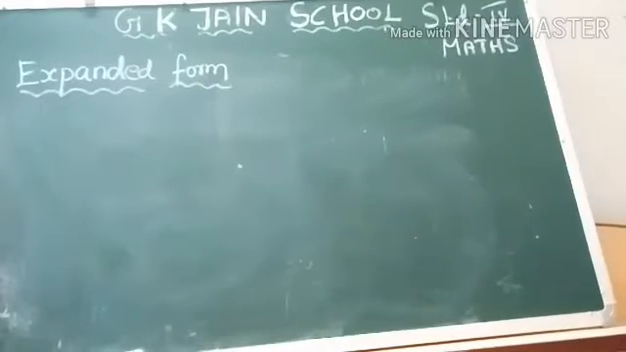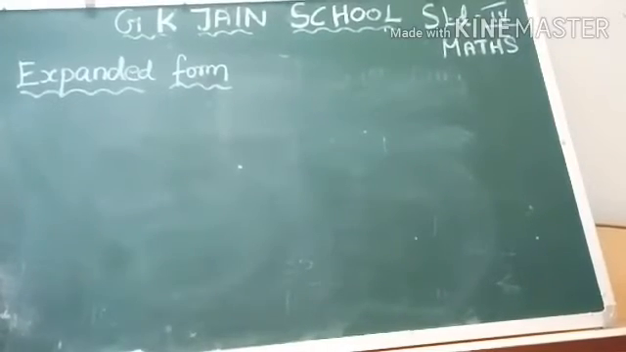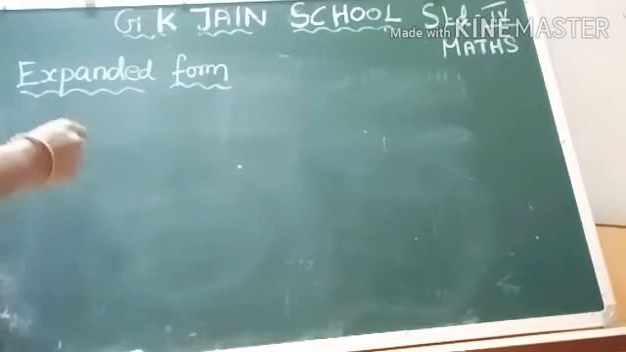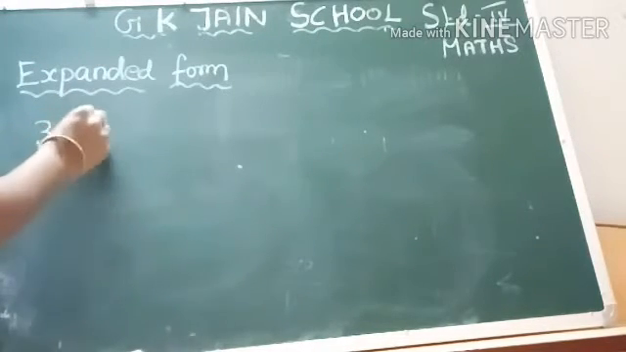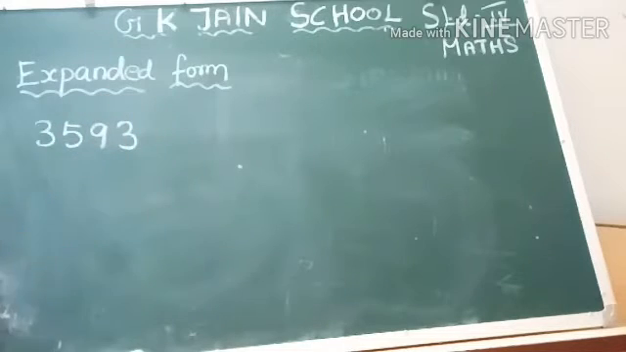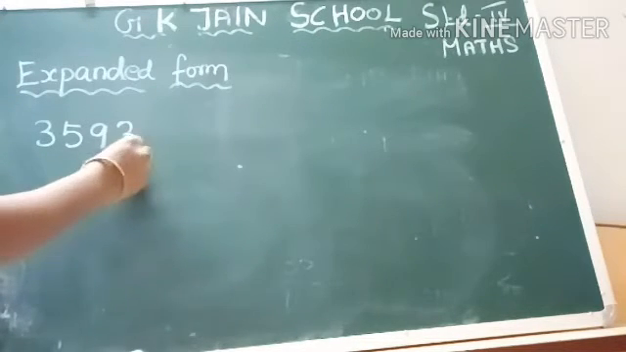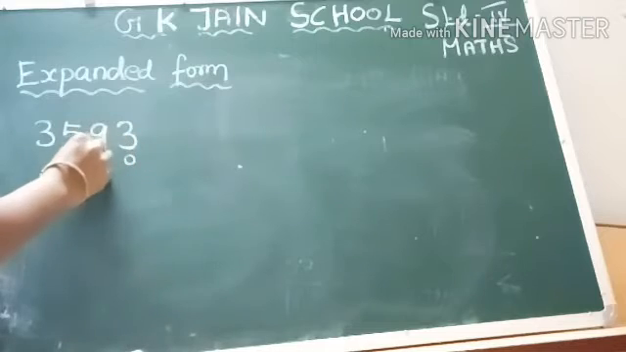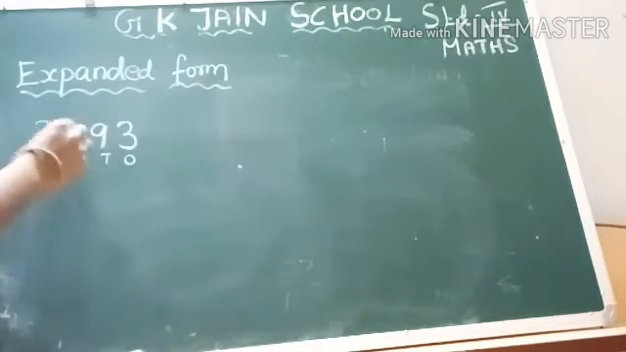So now I am going to explain the expand form. What is expand form? Expand form is nothing but we just elaborate the number. I will give an example. 3593. I take this number. So now I am going to mention the place value. So we must start on the right hand side, right? So ones, tens, 100 and 1000. So now I am going to expand this number.